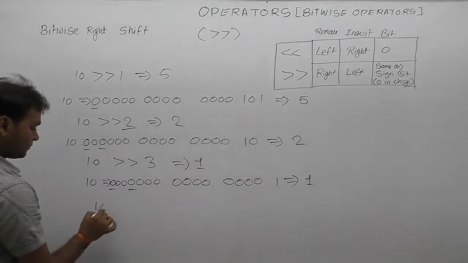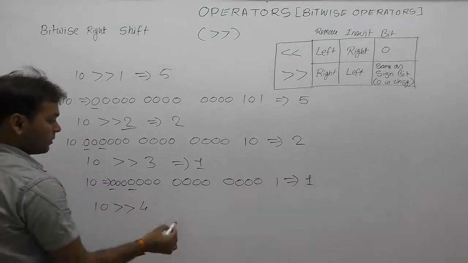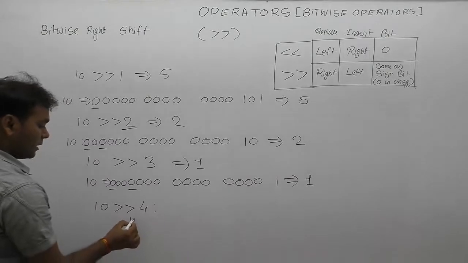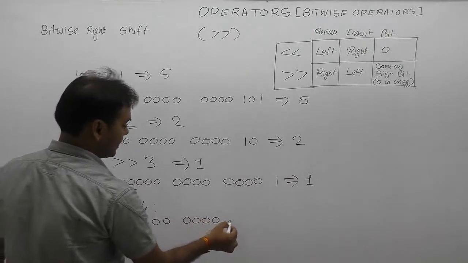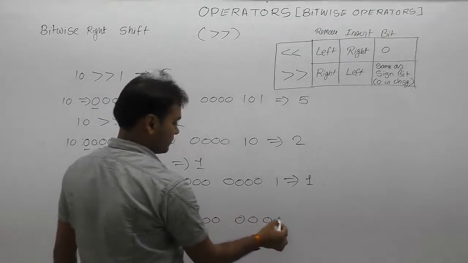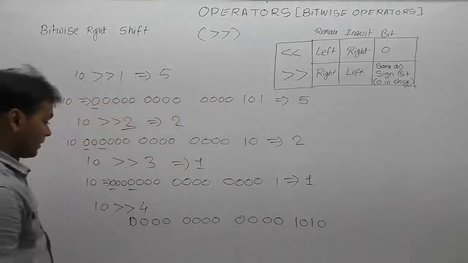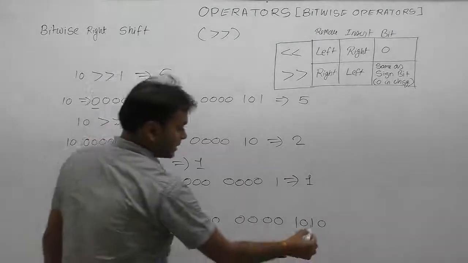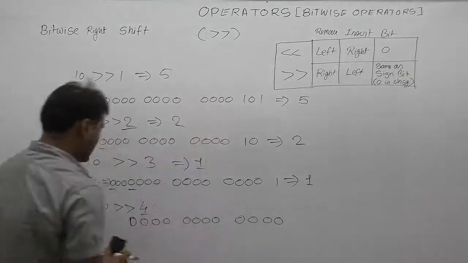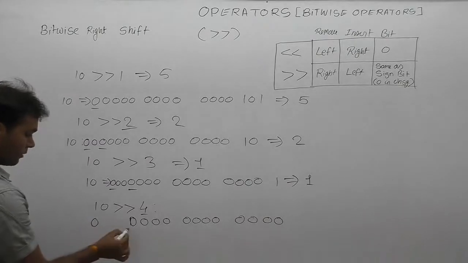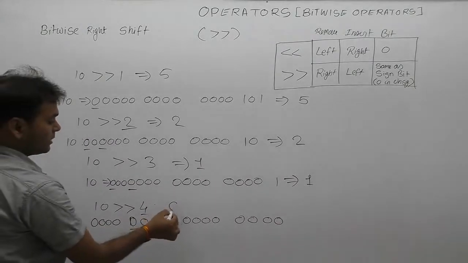One more case. 10 right shift by 4. In that case, first of all, converting the binary number of 10. Again, 0, 0, 0, 0 and 1, 0, 1, 0. Clear? Next, remove n bits, 4 bits from the right hand side. 1, 2, 3, 4. Remove all these 4 bits. Then insert bits. They are also 0 because the sign bit is 0, so we insert 4 zeros from the left position. Our number becomes 0, therefore the result is 0.